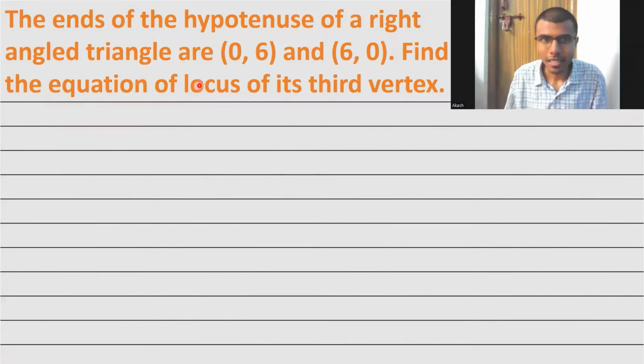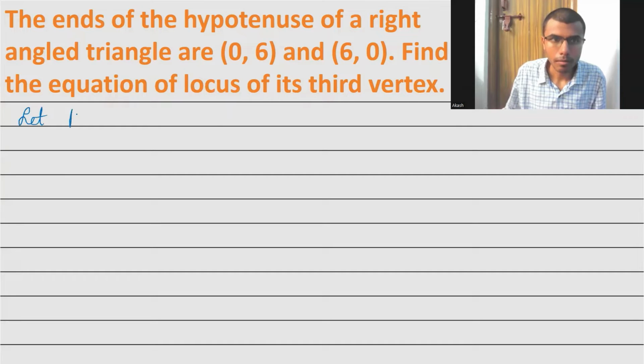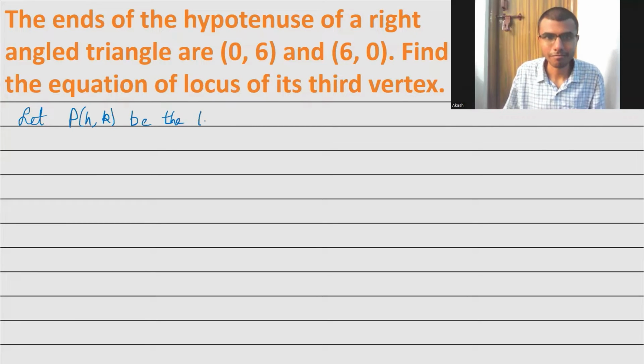Hello learners. Here we are given that the ends of the hypotenuse are (0, 6) and (6, 0). We have to find the equation of the locus of its third vertex. I'm going to take the third vertex as (h, k). Let P(h, k) be the third vertex.